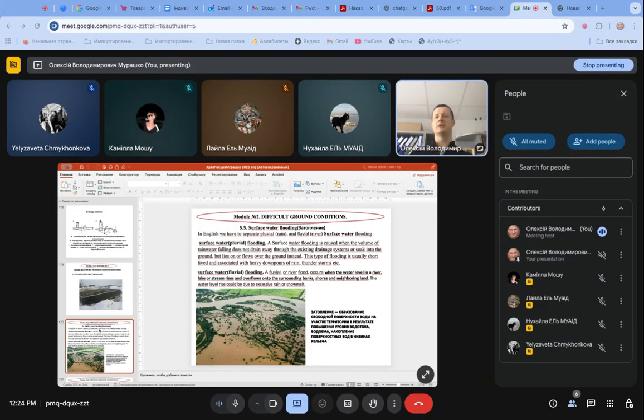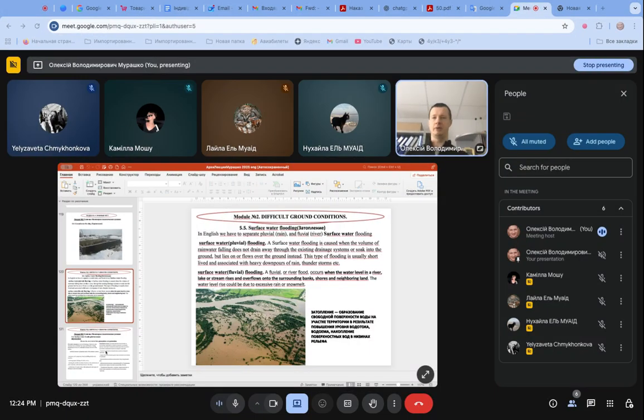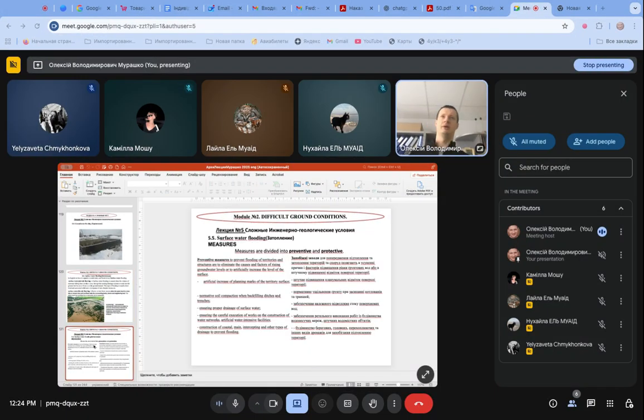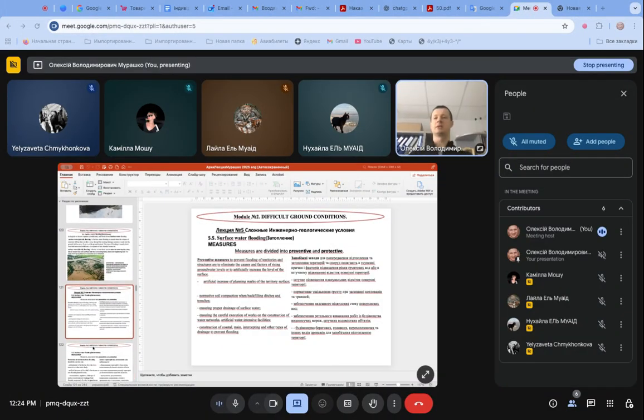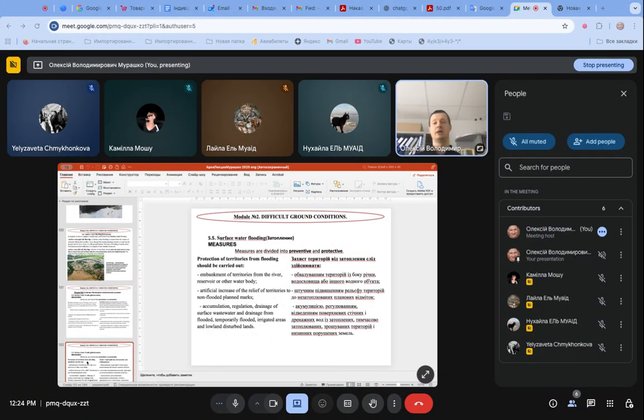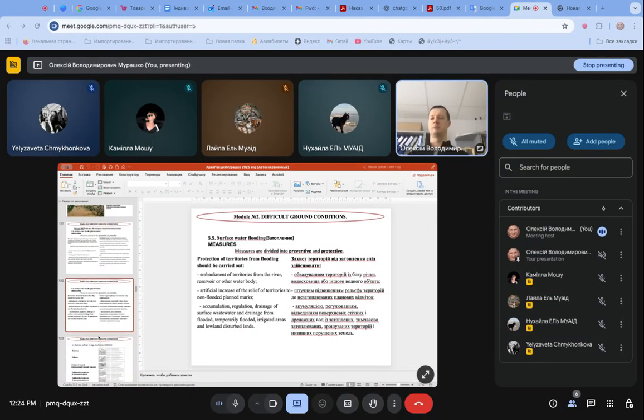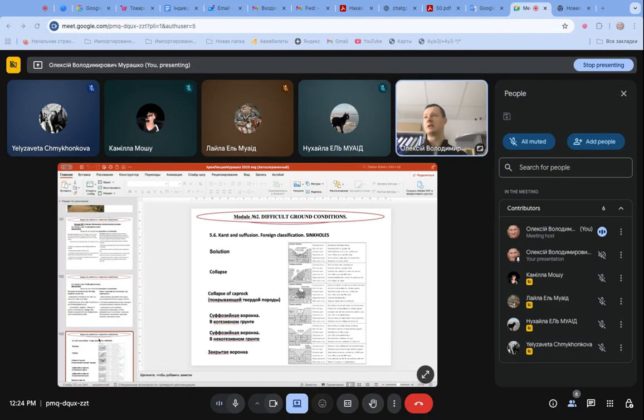To protect our building from surface water, both pluvial rain and fluvial river level or lake or something like that, we have to increase planning marks, compact these soils, make drainages, and perform works in a good way to also prevent water and provide good water protection, and also make special embankment of territories from the river to protect our building from the effects of this difficult ground condition.